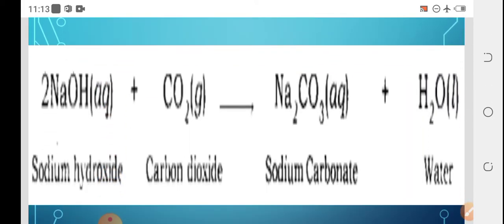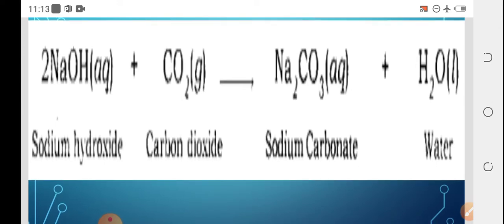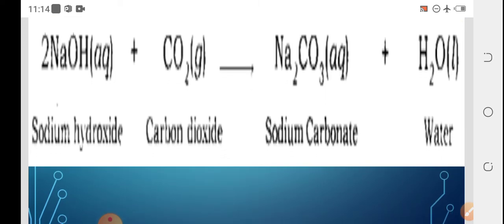So you can see we have another example. We have 2 moles of sodium hydroxide, 2 NaOH, which is aqueous, plus carbon dioxide, which is the gas. When it reacts with carbon dioxide, it forms sodium carbonate along with water. You can see here 2 NaOH plus CO2 gives Na2CO3 plus H2O. So sodium hydroxide is a base, and the base reacted with the non-metal oxide, carbon dioxide, gives sodium carbonate along with water.